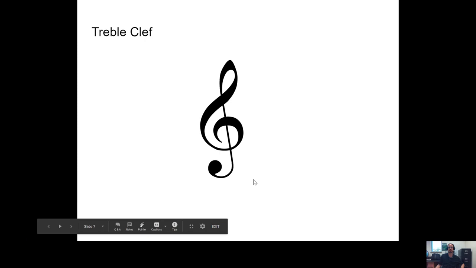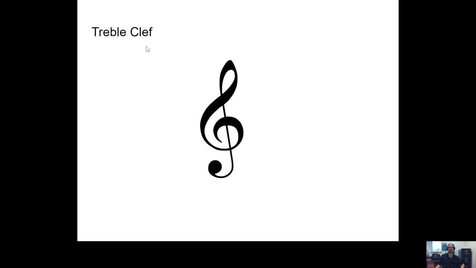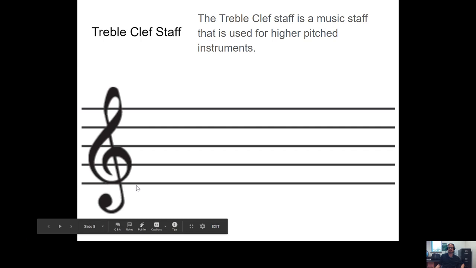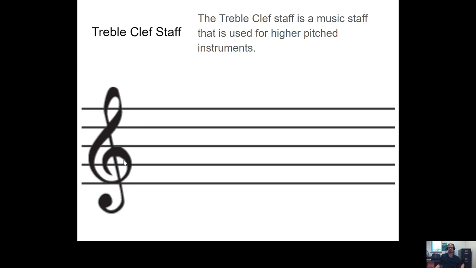Then we have the treble clef here. Everybody say treble clef. Treble clef. And one more time, treble clef. That treble clef goes on the staff like this. And its job is to tell us how we're going to read the notes after. And it actually circles that line right there, the second line, which is where G is.